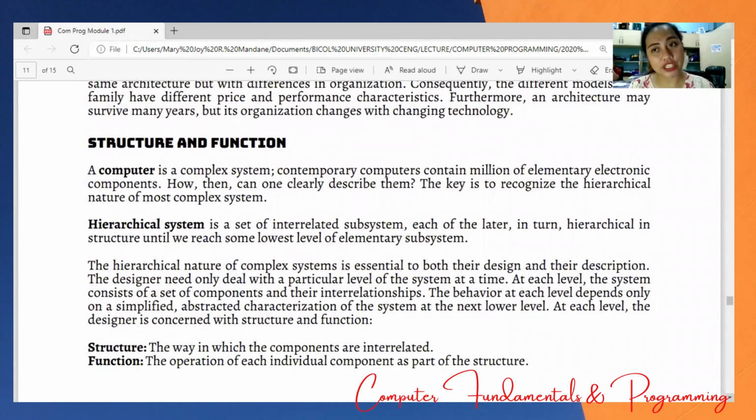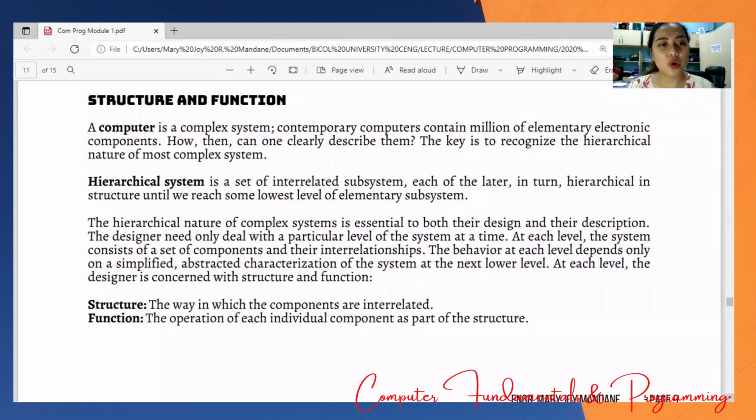So what's the structure and function? A computer is a complex system, and contemporary computers contain millions of elementary electronic components. How then can one clearly describe them? The key is to recognize the hierarchical nature of most complex systems. So, hierarchical, ano bang pinaka-right dyan?